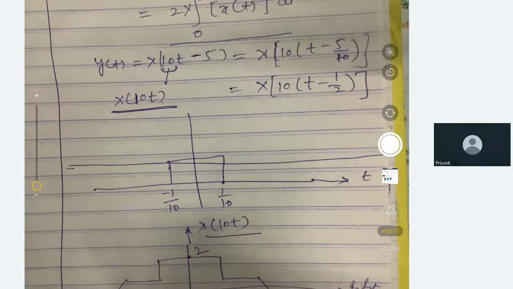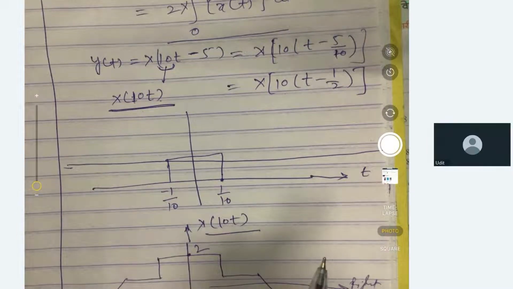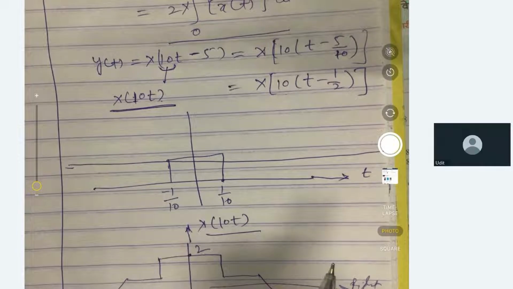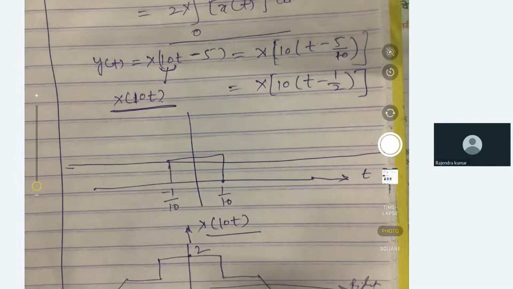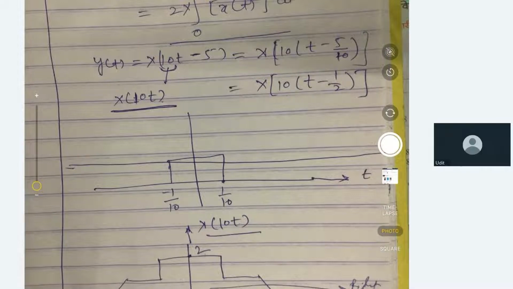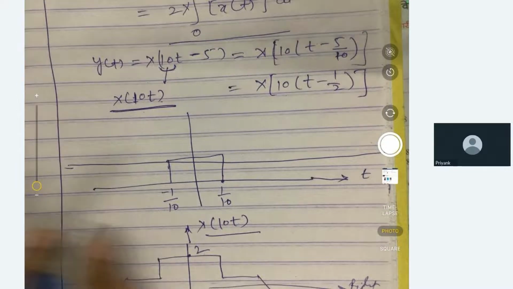In the form in which the question is mentioned, x of 10t minus 5, if we retain that same form, then we have to do shifting first by 5 to the right, and then divide all the x-axis by 10. We cannot do first scaling and then shifting in the given problem. There is an order, a precedence, that has to be followed in carrying out the transformation. So we will first do the shifting, then the scaling. Yeah, it's a good input.